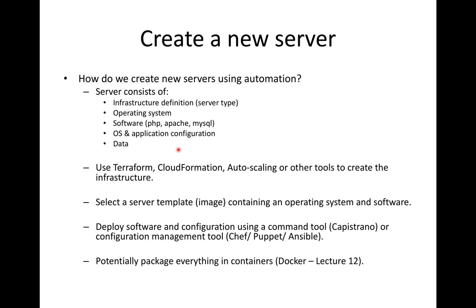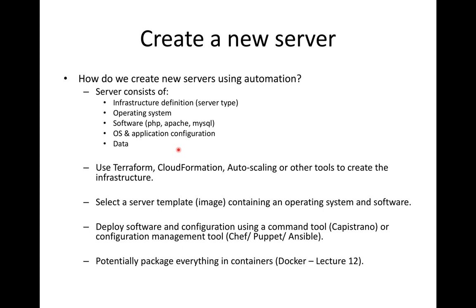We can use auto scaling to automatically create new instances for us based on a launch configuration. So we can use those tools to create the computing infrastructure. And when we're creating that EC2 instance, we selected a server template, an image, right, called an AMI. And that AMI contains our base operating system and some software and configuration.